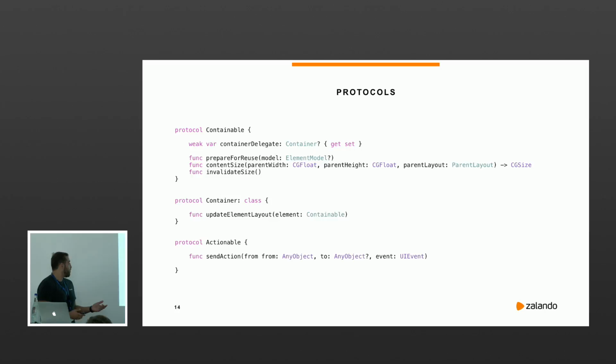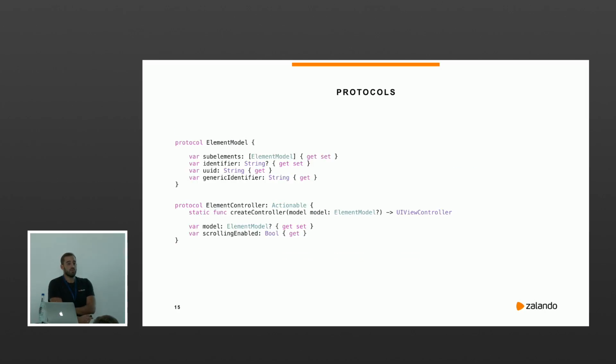The container protocol is there so that the child can tell its parents basically to update the layout if something goes wrong, so just force an update of the layout. The actionable protocol we use so that elements can call actions. Usually it's deep links so that we can navigate to other parts of the app.